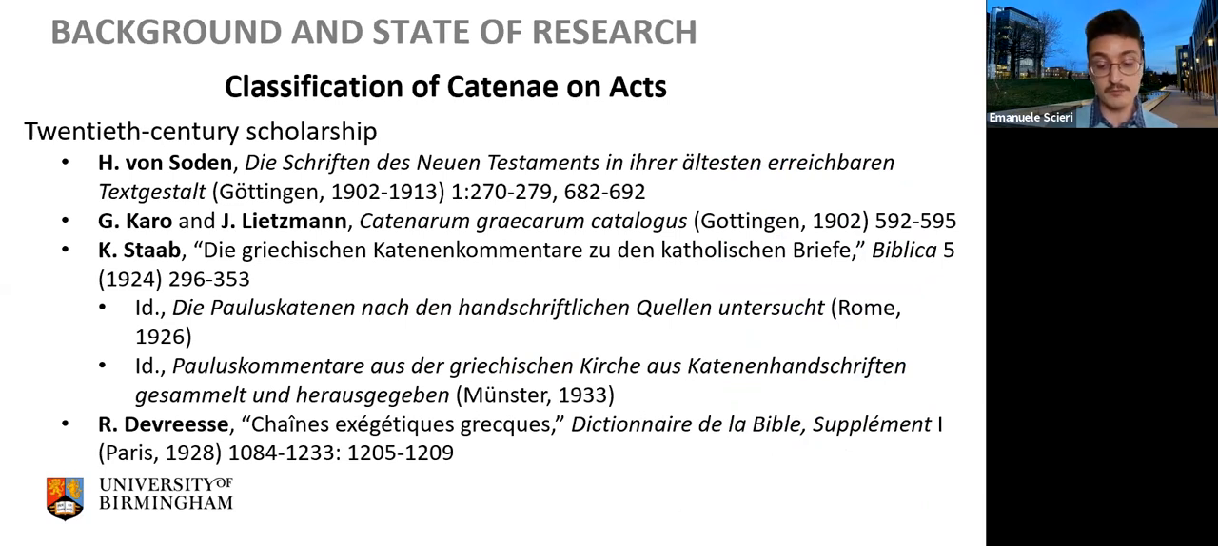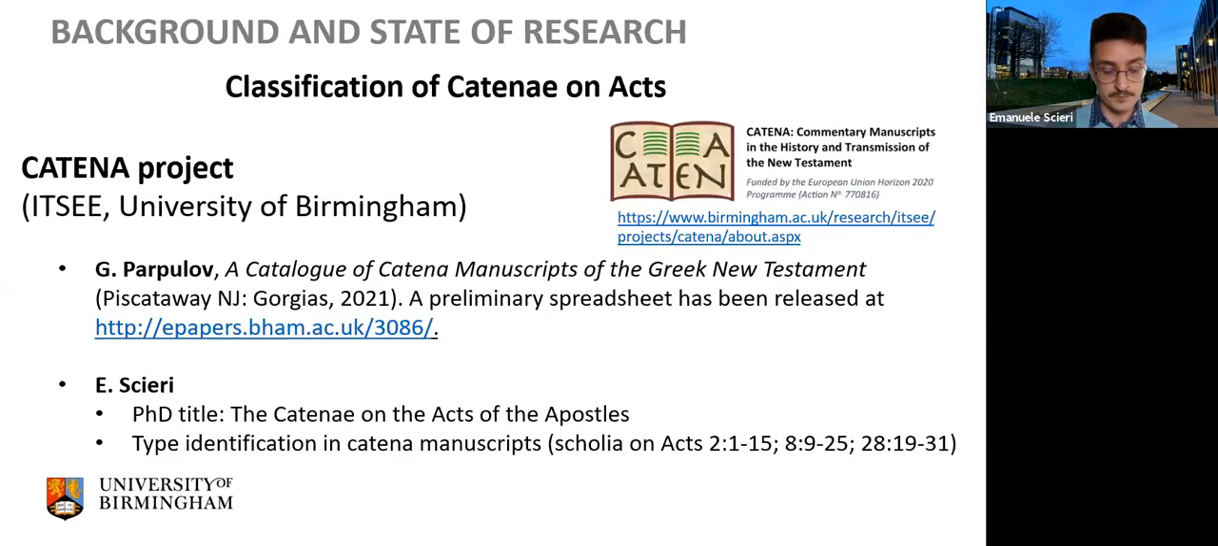In particular, Hermann von Soden, Georg Karo, and Hans Lietzmann attempted a first classification of catena manuscripts, whereas Karl Staab and Robert de Vries provided short descriptions and general information on the catena on Acts as part of a broader history of New Testament catenae. More recently, Georgi Parpulov of the Catena project has prepared a full catalogue of Greek New Testament catena manuscripts, including new witnesses absent from the Kurzgefasste Liste. This catalogue contains about 60 catena manuscripts on Acts, whose type was yet to be identified.